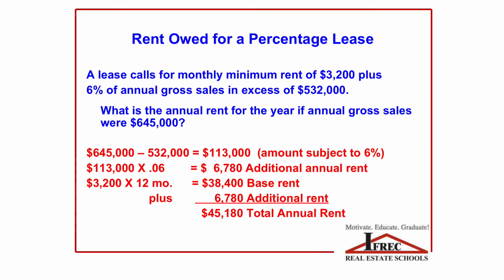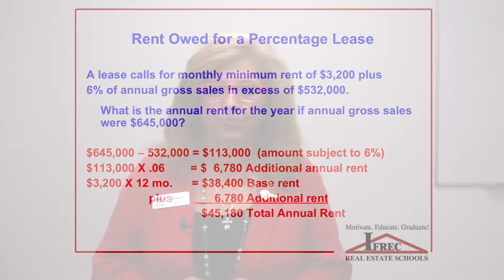We then multiply that difference, the $113,000, times the 6%, and the additional rent that is due to those sales is $6,780. But that's not the question. The question wants to know the total annual rent. So be careful that you read the question and you understand what they're asking of you.